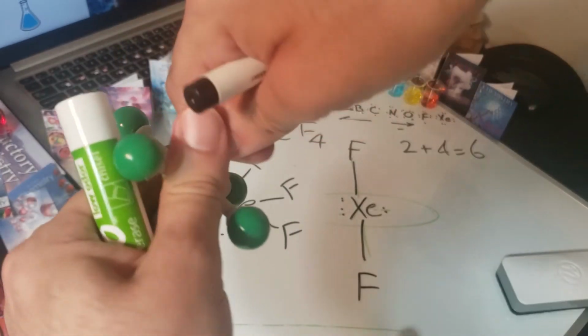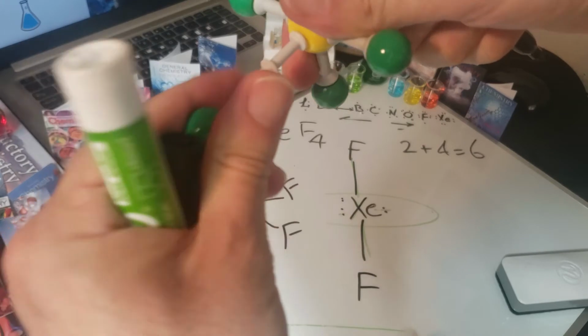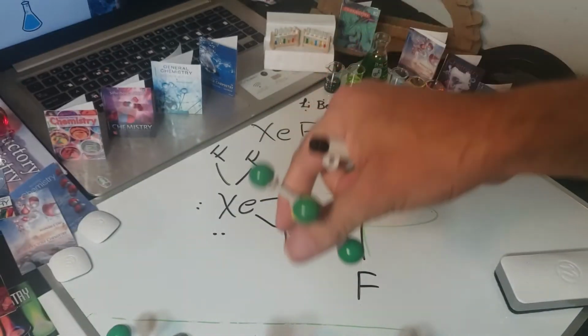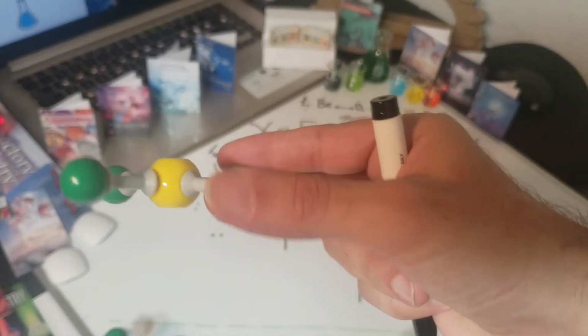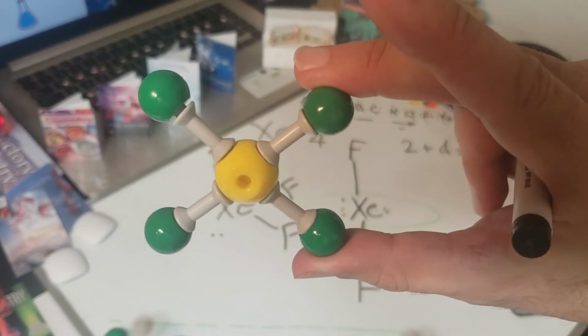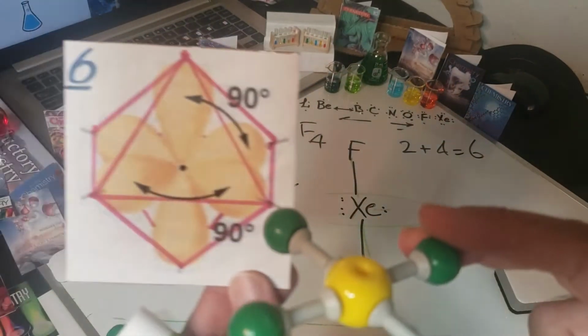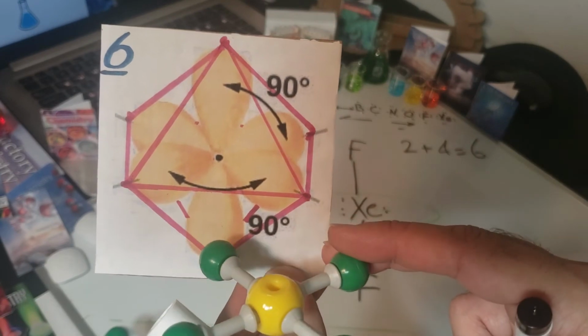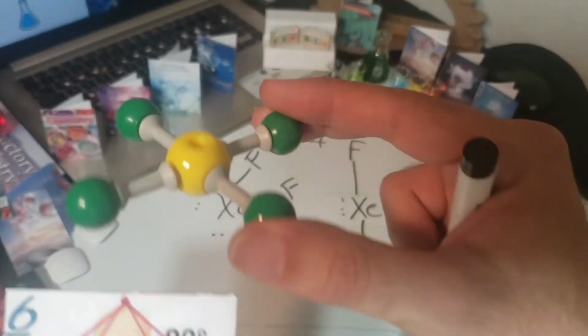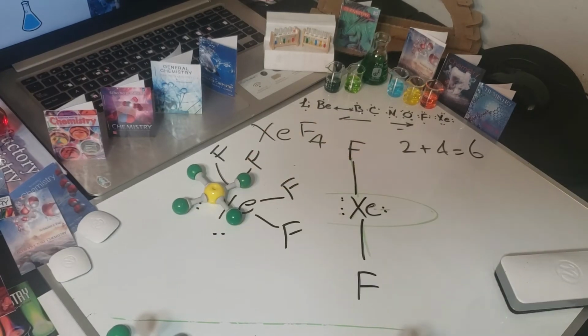So I'm going to detach the top axial one and the bottom axial one to make the structure of XeF4. It's going to be called square planar. An octahedral framework with two lone pairs, one goes down, one goes top, and then it gives you a square planar geometry. That's XeF4.